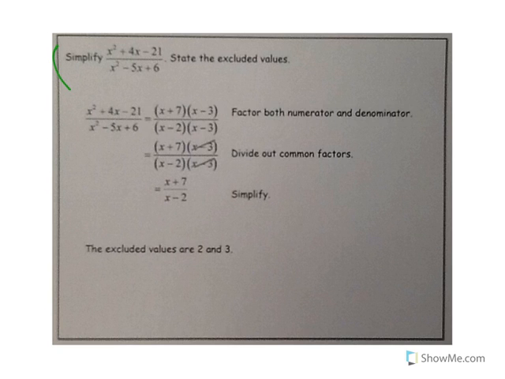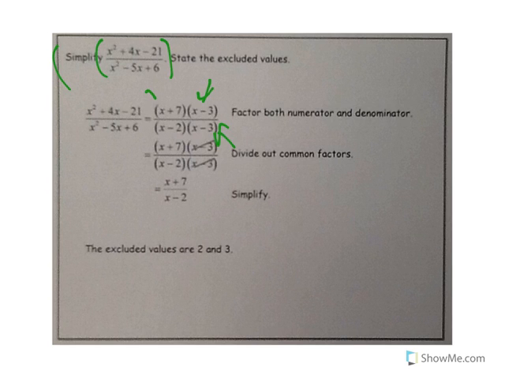So now, for these here, again, we're going to have to figure out the excluded values, and also figure out how to simplify. The way that this works is I'm going to factor both of these different expressions here. When I factor these expressions, what I end up with on the top is x plus 7 times x minus 3. And on the bottom, I end up with x minus 2 times x minus 3. And if you notice, there's a common thing there, here and here.